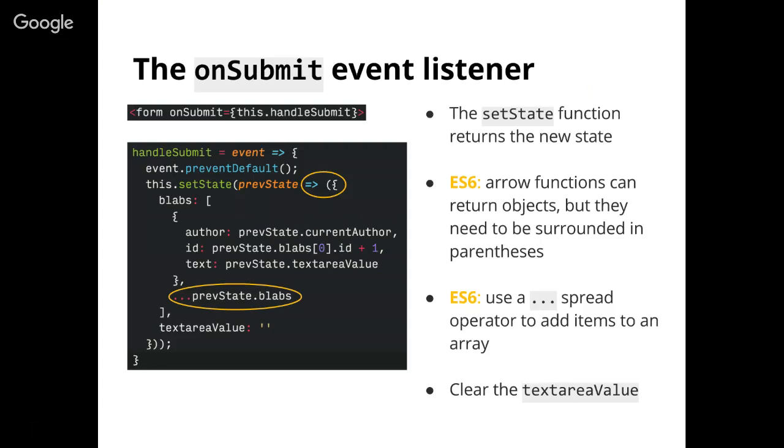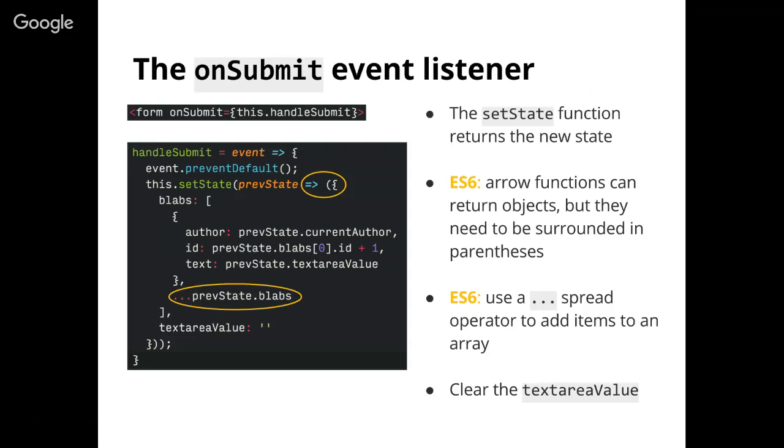Then we go ahead and set state, just like we did earlier. In the previous example, we had set state where we were passing in an object representing a part of the new state. But in this case, we're providing a function instead, so we can take the previous state, do some stuff with it, and return the new thing.